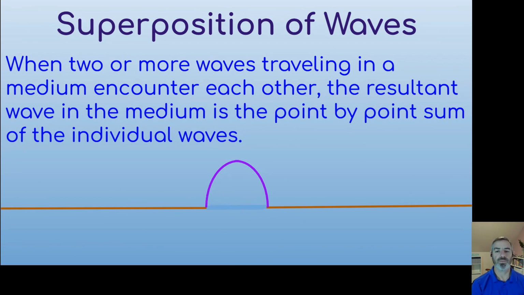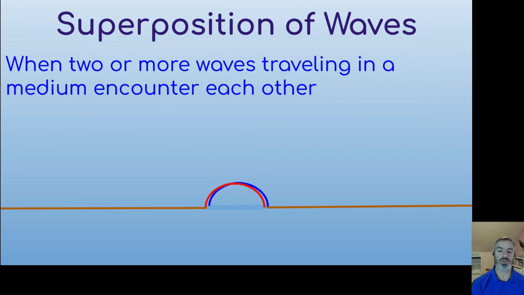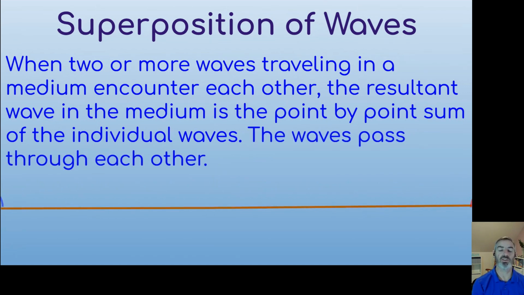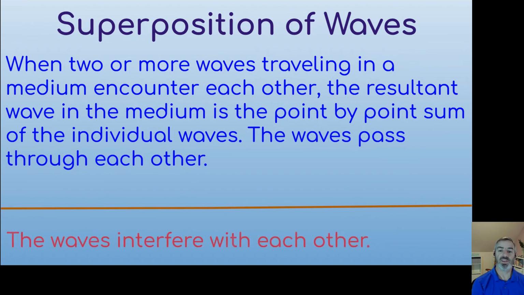Now what that means is, if we just take the amplitude of the red and blue at any point, we add it together and we get the total amplitude, which is what gives us this purple wave pulse. And then as they continue, the red is going to travel to the right and the blue continues to travel to the left, and they pass through each other. So the wave pulses pass through each other, they don't bounce off of each other. And we say that the waves at the point where they're in the same spot are interfering with each other.